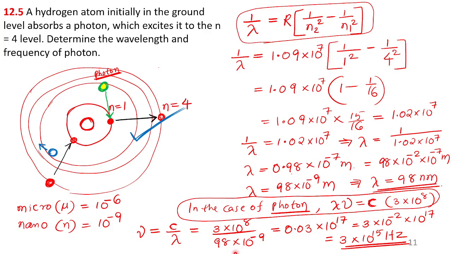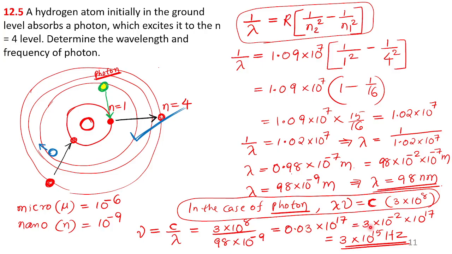Again, multiplication and division I don't want to discuss. I don't want to discuss how to divide 3 and 98. 3 by 98 you will get 0.03 into 10 raised to 17. I am skipping the calculation to save time. I will explain the important parts, but not all the division and multiplication.